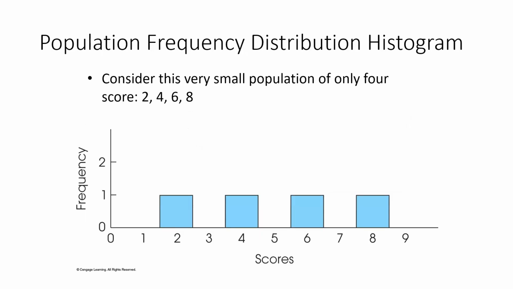I want to walk you through another example. This example is a very small population of just 4 scores. You can see them plotted here as 2, 4, 6, and 8. The mean of these scores is 5, right in the center. If you add them up and divide by 4, you can see for yourself that the mean is 5.